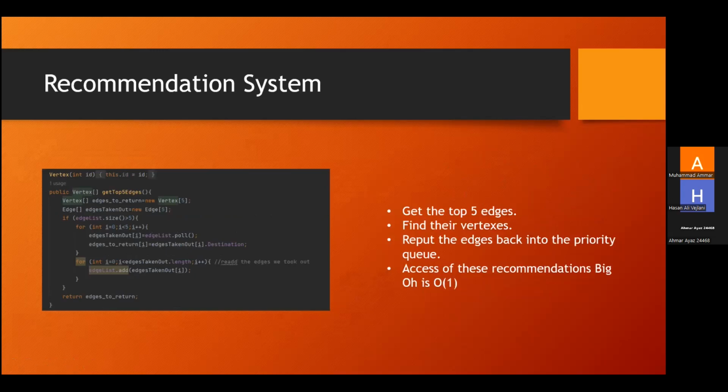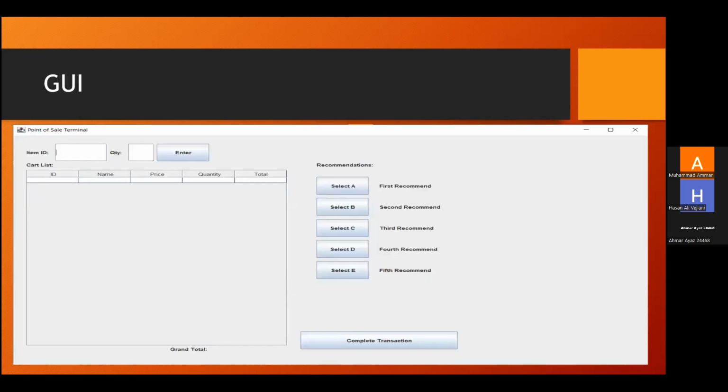And here is how the recommendation system works. The top 5 edges are returned, and through this we get the top 5 vertices ID, and from the vertices ID we get the products ID. And the big O of this is order 1, since this is based on the hashes, and in the vertex table we access them directly through the hash of the ID of the vertex. And now Hassan will explain the GUI.